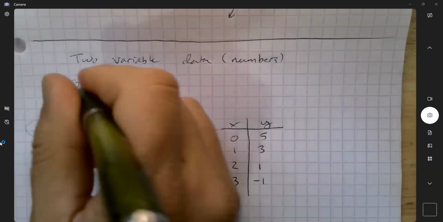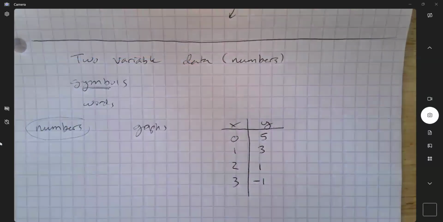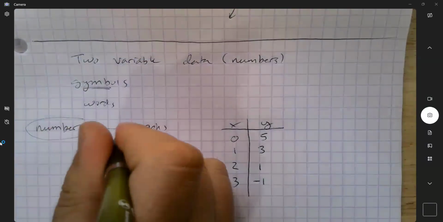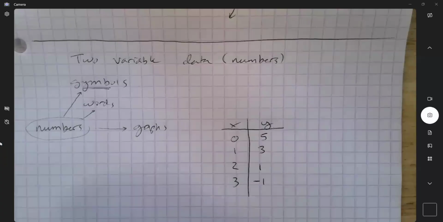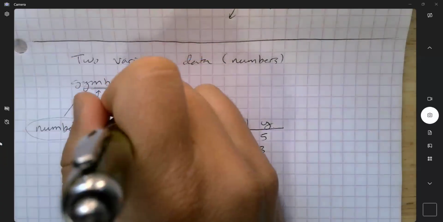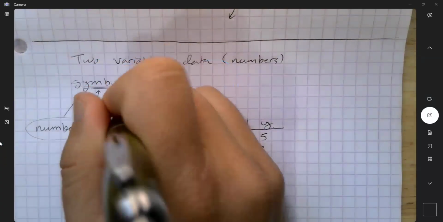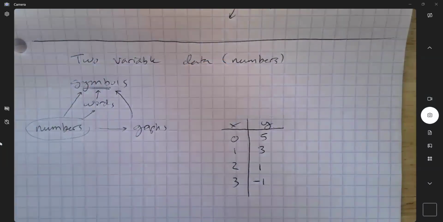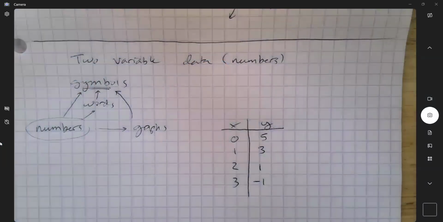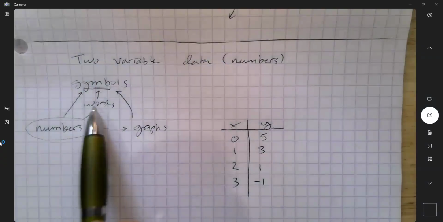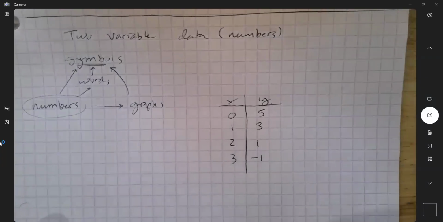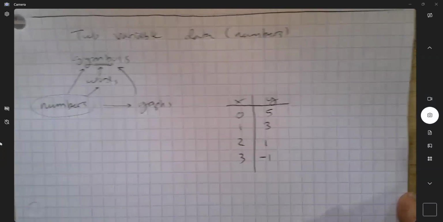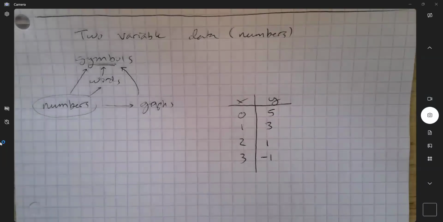And we want to end up usually with symbols, and we can use any of these other representations to help us get ultimately to the symbols. We could jump straight to symbols for numbers, and that's a skill I want you to work on. But working through graphs or through the words are useful as well. So let's work through the words first.